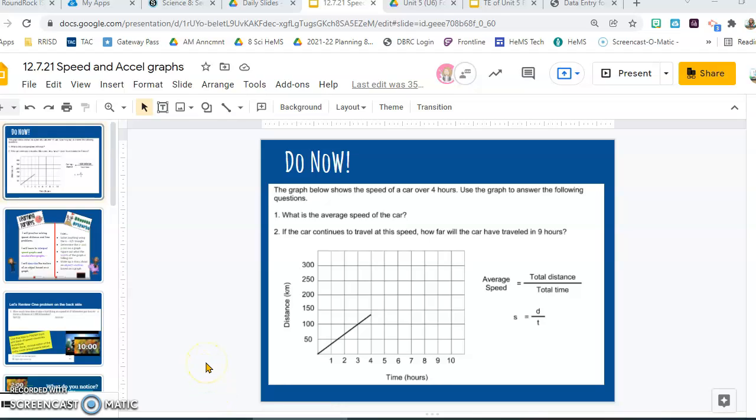Good morning. It is Tuesday, and we're going to continue with a little bit more speed calculation. But right now we have two do-nows. We have the one we're going to talk about here, which is: the graph below shows the speed of a car over 4 hours. Use the graph to answer the following questions.